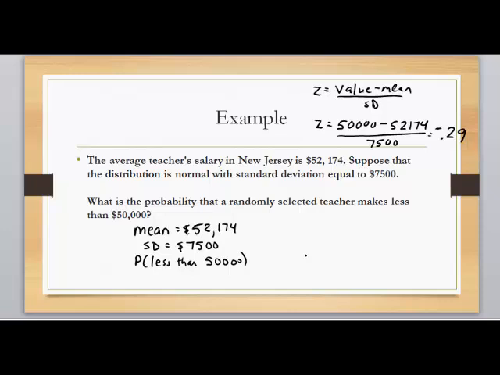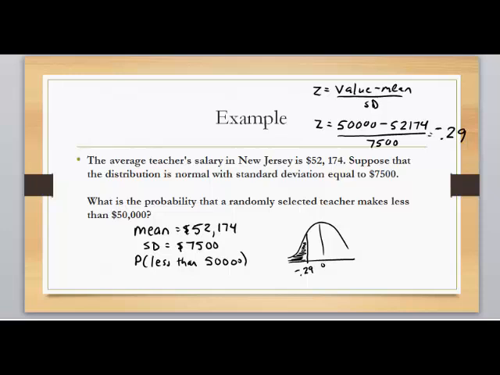The next step is to draw our curve. And mark off the negative 0.29. So I know that that's going to be somewhere on the left. And then decide how we want to shade. So our problem asks us to do less than 50,000. So remember, your 50,000 is your negative 0.29. We want to go less than that. So we're going to be shading in the left tail of this curve.